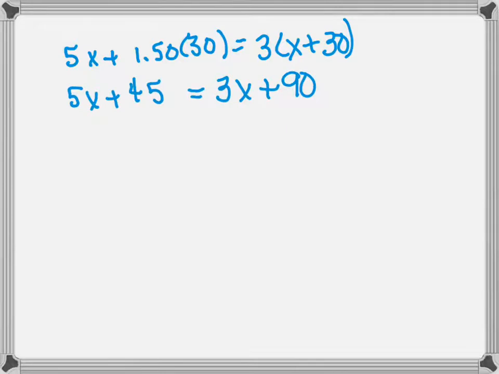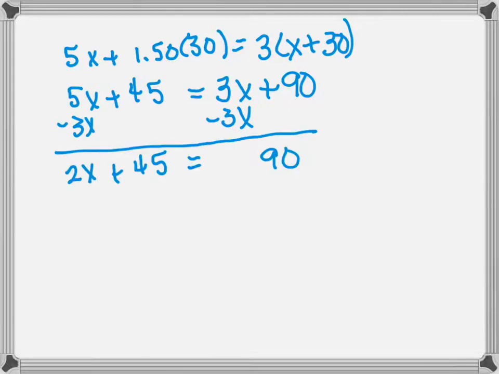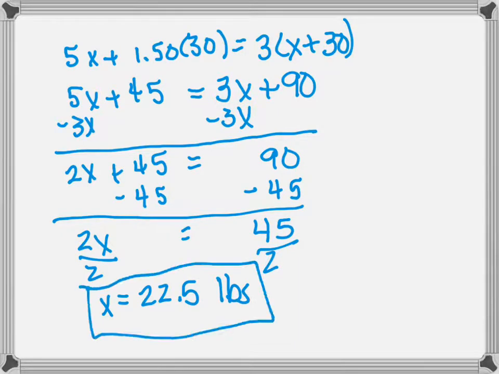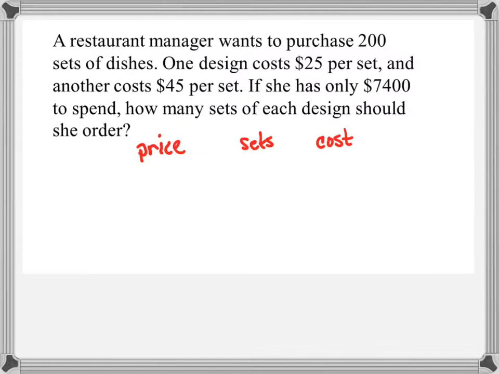Okay, let's multiply out. We've got 5x plus 45 equals 3x plus 90. And subtract 3x from both sides. So 2x plus 45 equals 90. Subtract 45, 2x equals 45. Divide both sides by 2. We have x equals 22.5. And x was representing the amount of pounds of cashews, so this is what I was looking for. So we need 22.5 pounds of cashews. We didn't need to solve for anything else there, just the x.